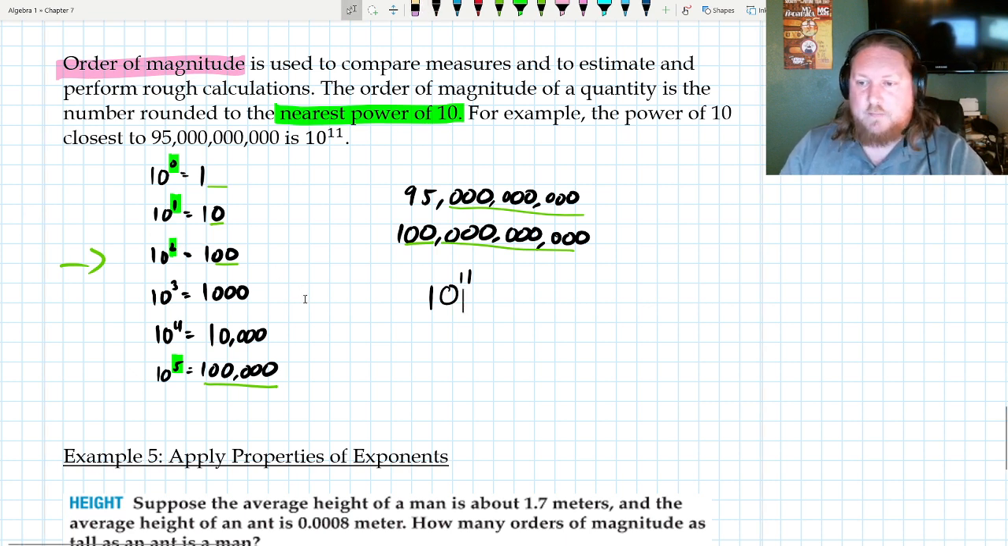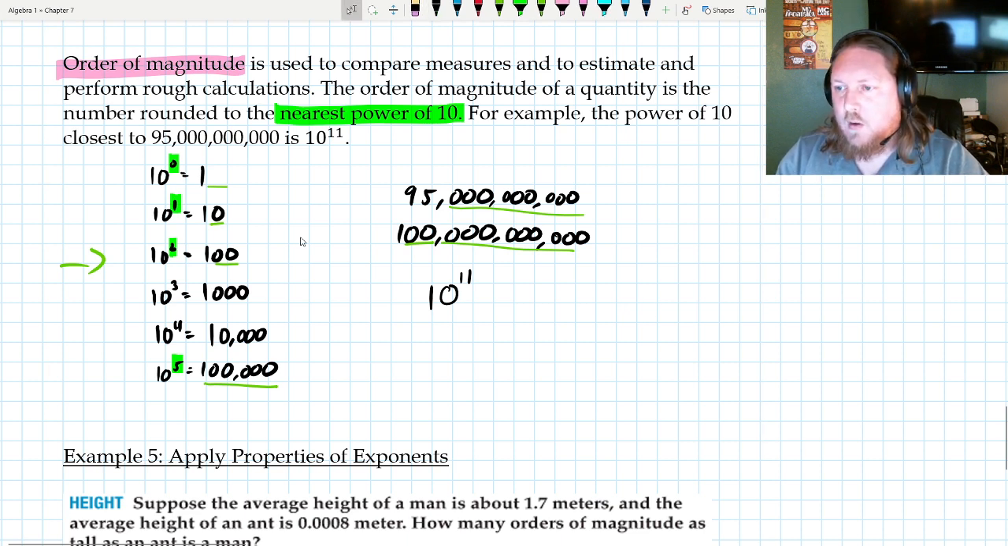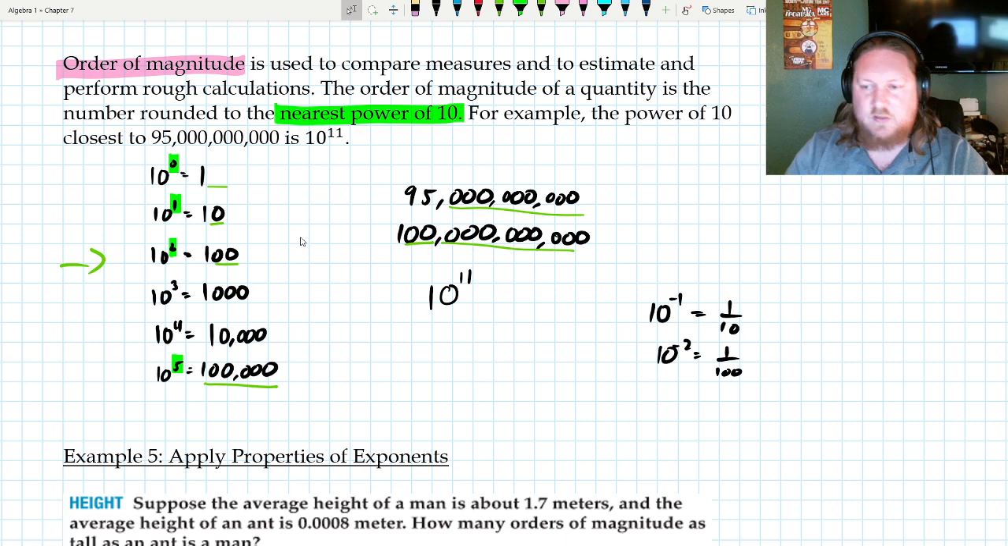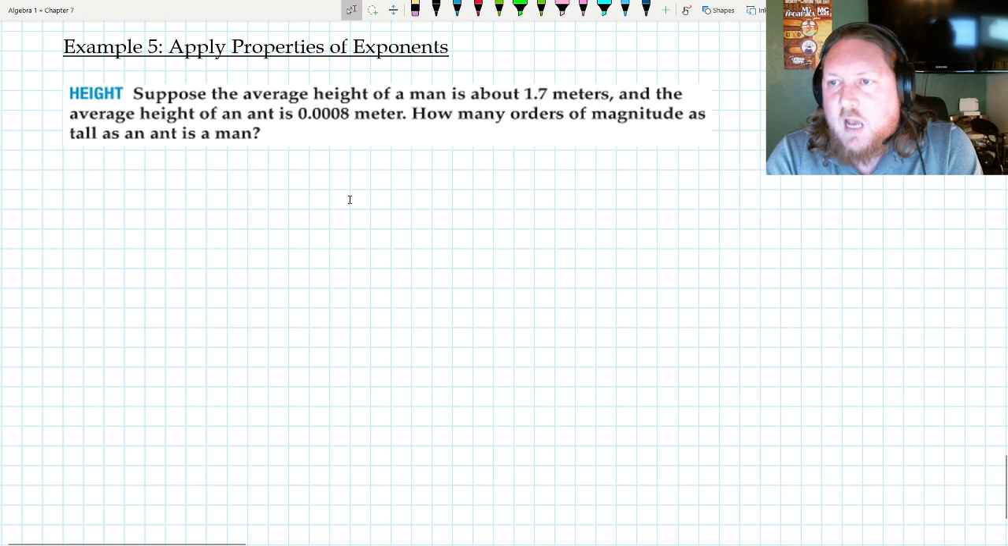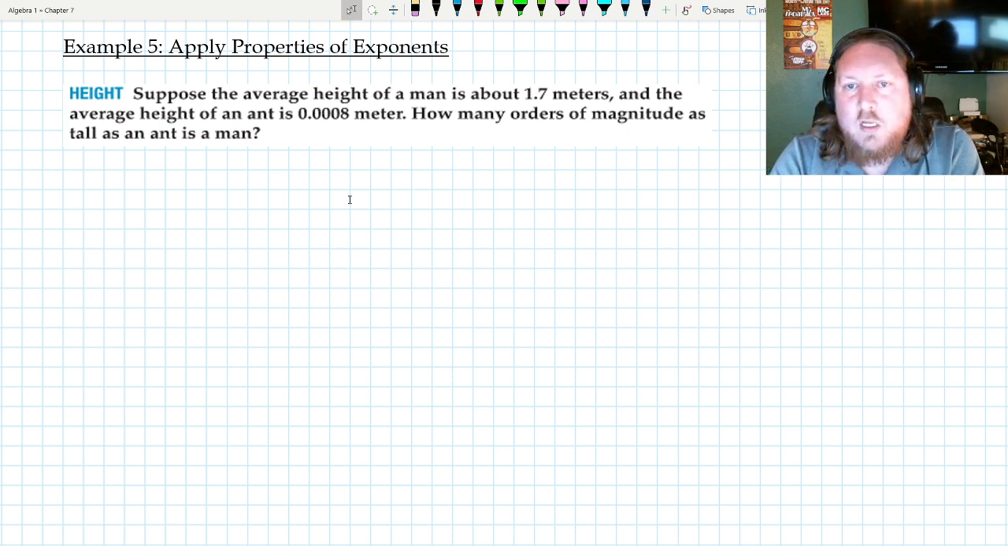Let's go ahead and apply this idea. One thing, you can do this in reverse too. 10 to the negative 1 is 1 over 10. 10 to the negative 2 is 1 over 100. Negative just flips the sign. All right. Suppose the average height of a man is about 1.7 meters, and the average height of an ant is 0.0008 meters. How many orders of magnitude tall as an ant is a man?